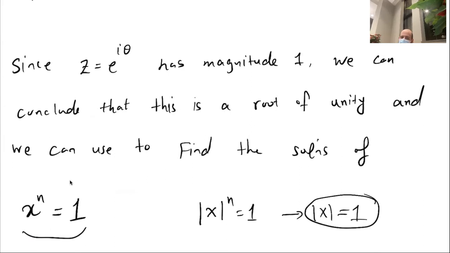Now, how many solutions do you think this equation has? x to the power n equals 1. In the set of real numbers, either 1 or 2 solutions only. But in the set of complex numbers, if you want to consider all solutions, whether complex or real, x to the power n equals 1 will have n solutions.